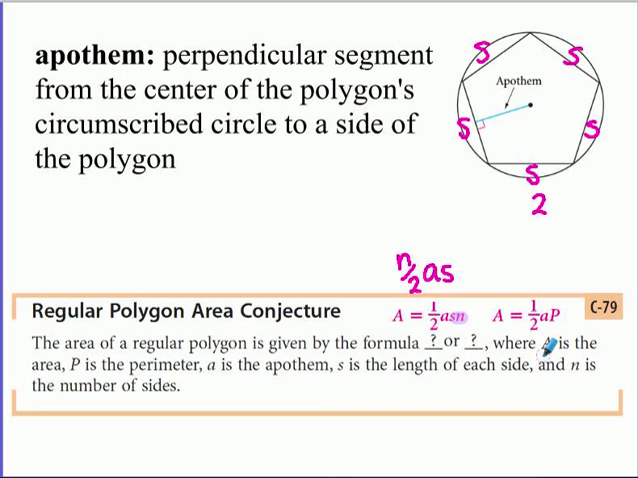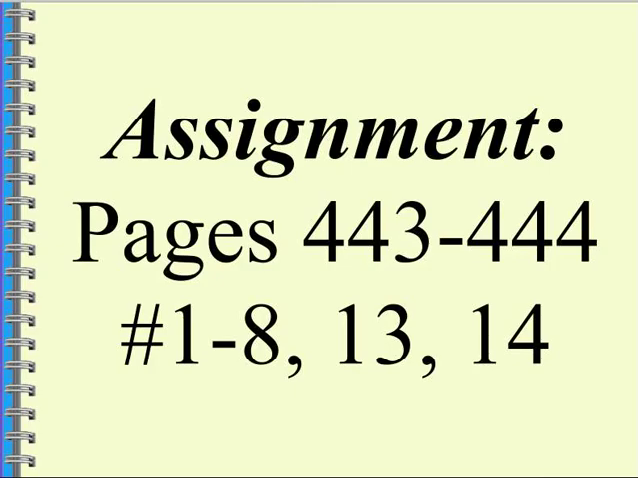So you have two formulas: 1/2 ASN, or 1/2 A times P, where P is the perimeter. Depending on what you're given in the problem, you'll have to figure out which formula to use. Your assignment from this section is pages 443 and 444, 1 through 8, 13 and 14. Let's turn to page 443 and look specifically at number 1 to make sure we get started off on the right foot.